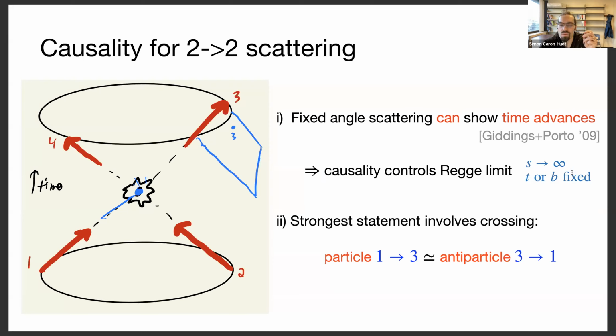The other important point is that you might think causality is about a particle coming from 1 not reaching 3 faster than light. That's not true. You can observe something at 3, even outside the light cone, but the commutator will vanish. What that means is that an amplitude going from 1 to 3 has to exactly cancel an amplitude for an antiparticle coming from 3 to 1. So causality is not just a statement about particles, it's also a statement about antiparticles and crossing symmetry. If you want to extract the full power of causality, you have to talk about antiparticles.